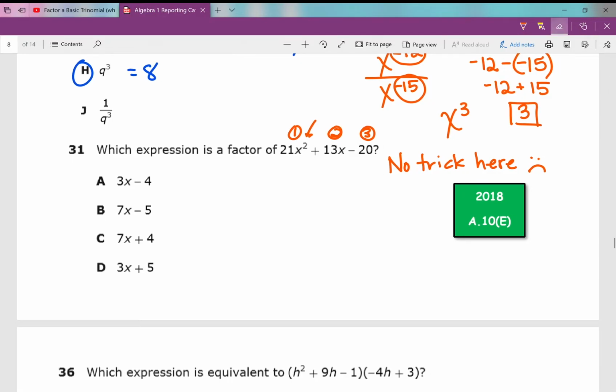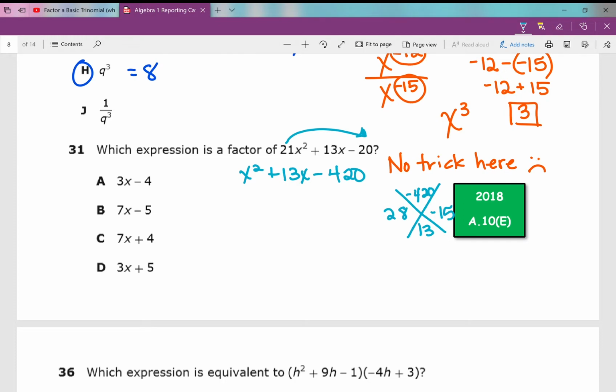So how do I factor a quadratic trinomial when this first value right here, or this a value, is not 1? I call it the slip and slide method or the slide and divide method. So what do I do here? I slip a into c and then I rewrite it: x squared plus 13x minus 420. So I'm looking for two numbers that multiply to negative 420 and add to 13. Oh my gosh. Super difficult. What are those numbers? 28 and negative 15, because 28 times negative 15 is negative 420. 28 plus negative 15 is 13.